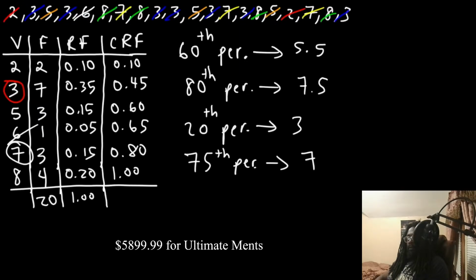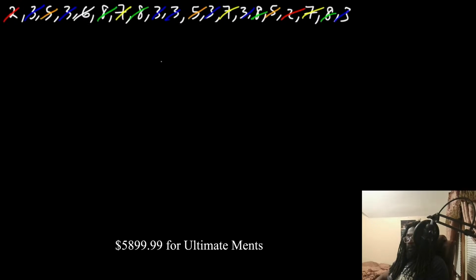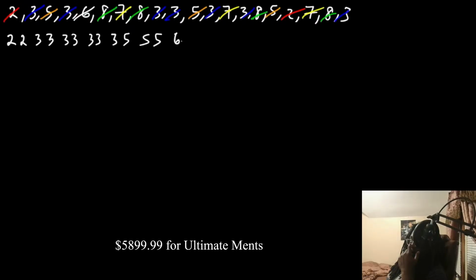Now, let me help you to see this visually so that it makes more sense. Let's begin by arranging the numbers in increasing order. So we have two 2's. We have a total of 7 3's. And we have 3 5's, 1 6, 3 7's, and 4 8's. Now I'm writing these in pairs of 2's, and you'll see why.